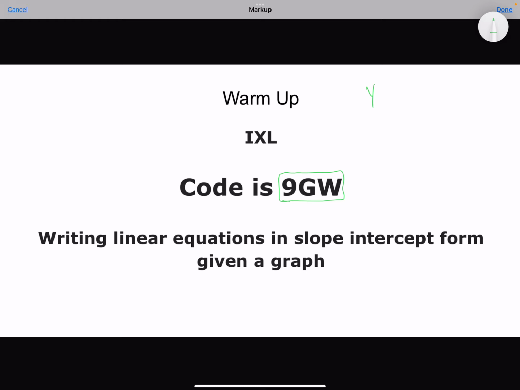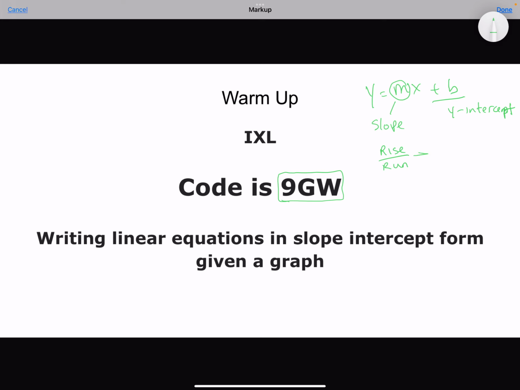So just to review, this is the slope-intercept form. This is the y-intercept. And this is the slope. And remember, slope from a graph is you're picking 2 points, and it's rise over run. Keep it as a fraction if it happens to be a fraction, and reduce it.